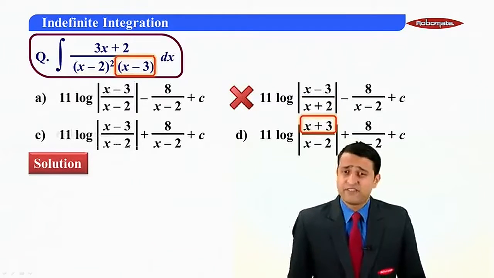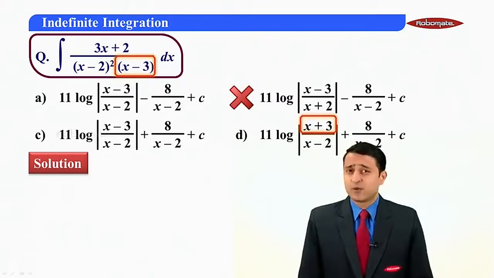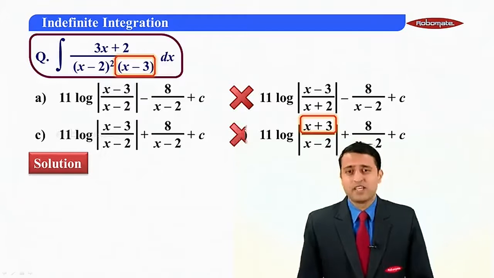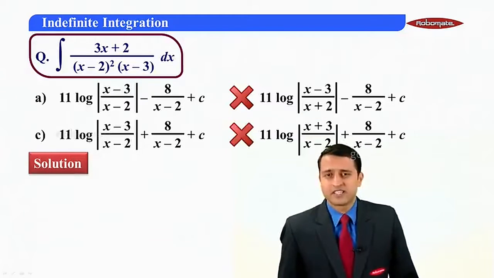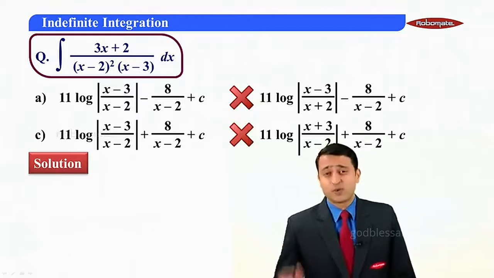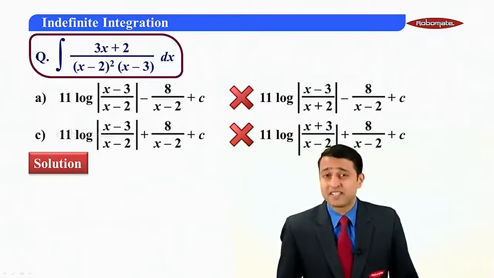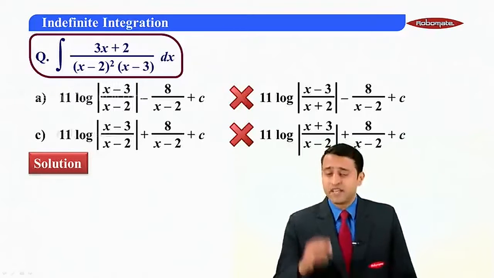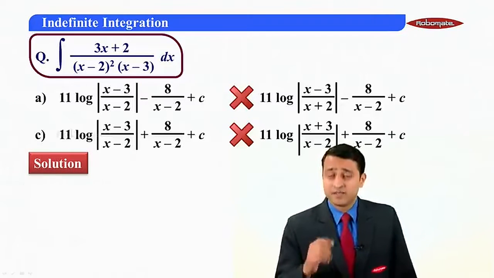Likewise, if I see further, x minus 3 is in the question, but option D is talking about x plus 3. They must be crazy. So therefore option D is not the answer. So the fight is between option A and C. My dear students, this question has been picked up from some entrance exam, so they ask such questions in the entrance exam. Now let us see the solution.